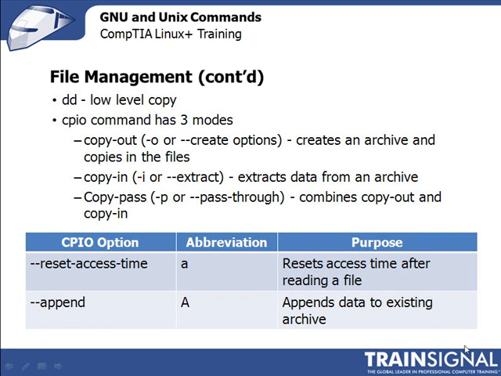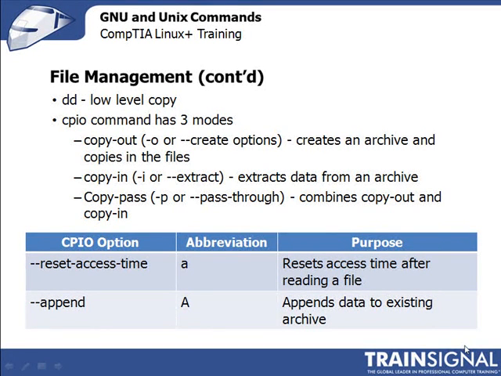Now the cpio command is actually very similar to tar, but operates in 3 modes. The first is copy out, which is used with the -o or --create options, and it creates an archive and copies in the files. Copy in is used with the -i or --extract options and extracts data from an archive. Copy-pass, which can also be represented by -p or --pass-through, combines copy out and copy in, which lets you copy a whole directory tree from one spot to another.